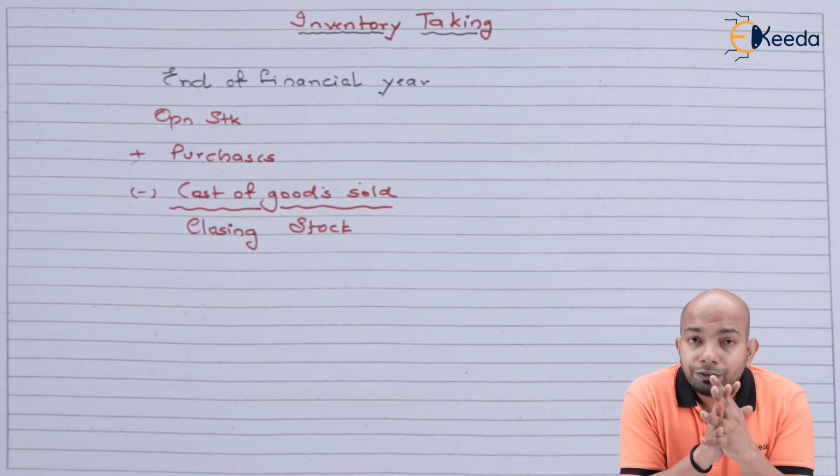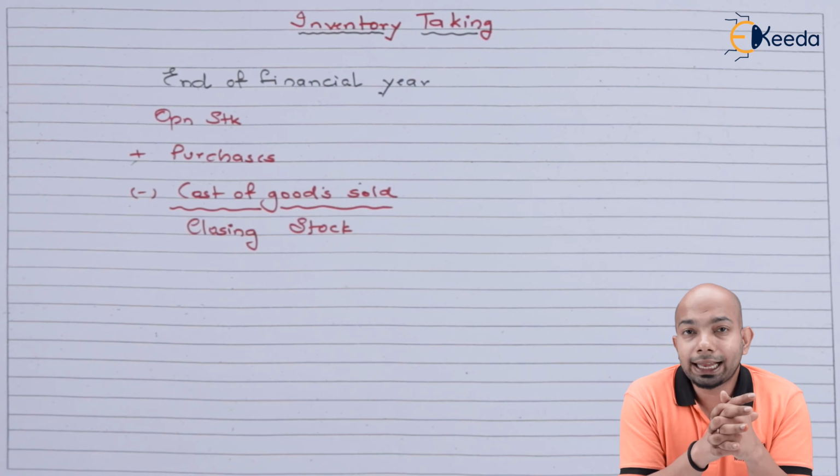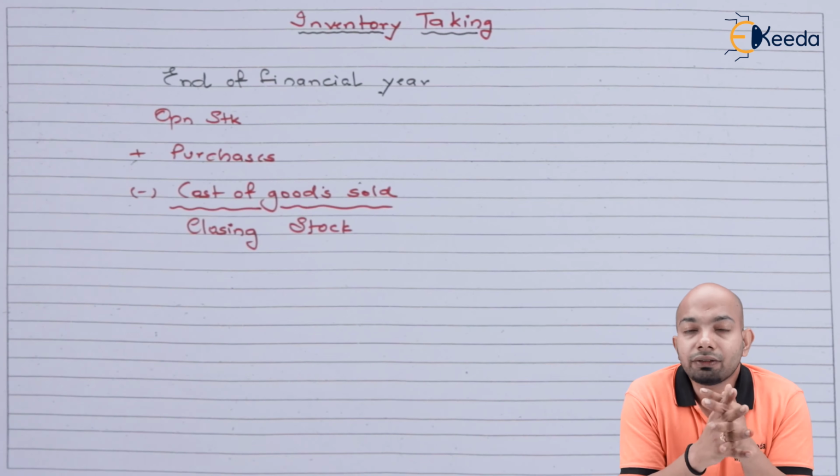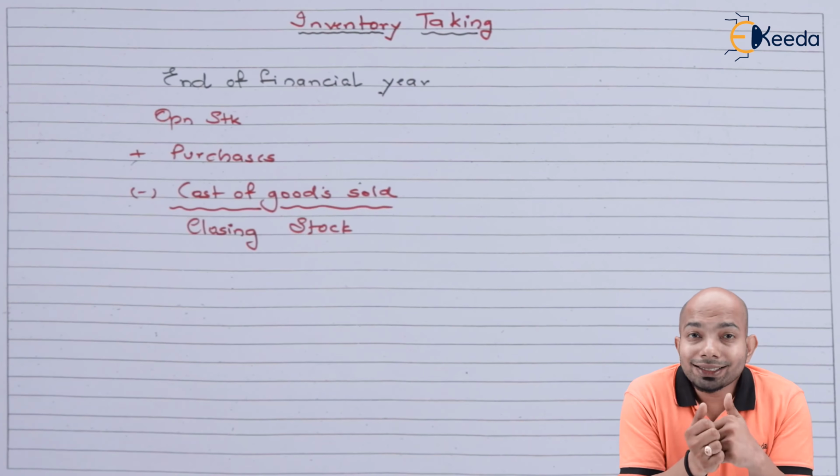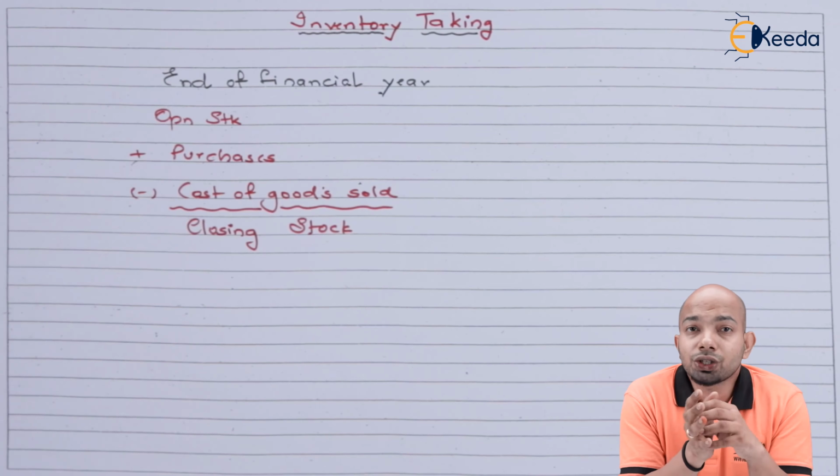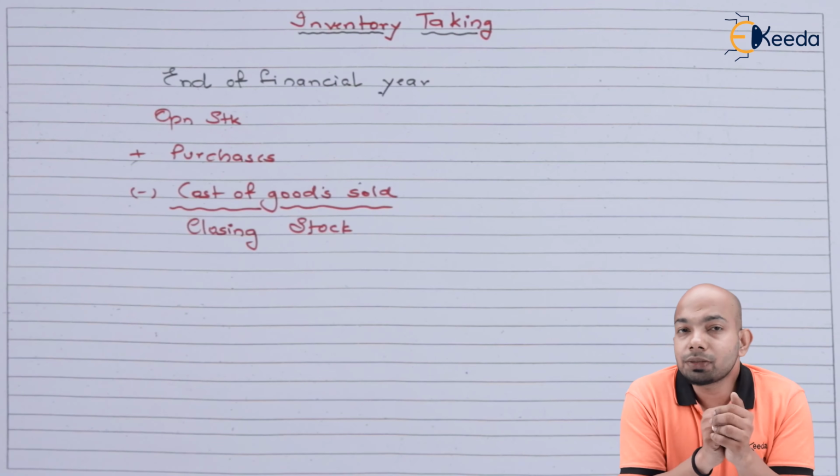I hope by now you have understood how inventories are calculated, how the LIFO, FIFO and weighted average systems work, how the balances are supposed to be figured out, and how the calculation is done. So that's it for this specific video.